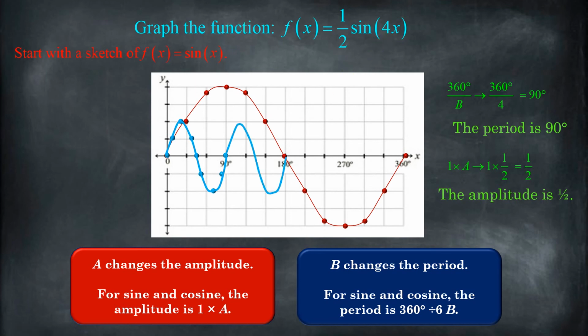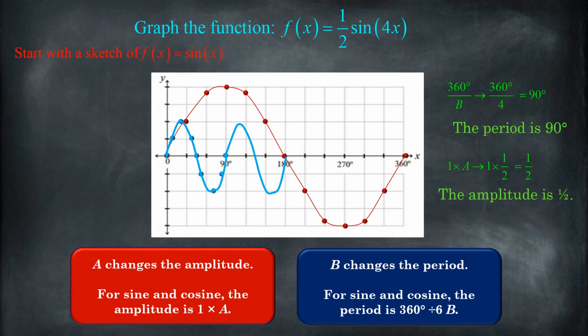All right, so that's a quick example. That's the takeaway. That's how you can apply these properties. So b changes the period. 360 divided by whatever b is will be your new period. You start with the key features of sine and cosine, and then your amplitude helps you find where that maximum or that minimum is, and boom, you are done.